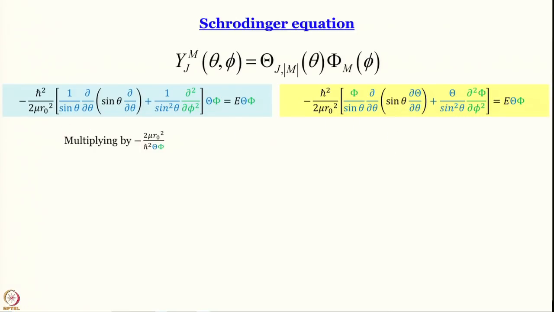Okay? So, in that first term there will be nothing in phi anymore. What about the second term? In the second term we are going to have capital theta, which will go 1 by capital phi sin square theta d 2 capital phi d phi 2. So, sin square theta will be there, but in the next step we will get rid of it. So, this is what we get: 1 by capital theta sin theta del del theta sin theta del del theta. Remember, this del is not even required, d is fine, plus 1 by capital phi sin square theta d 2 capital phi d phi 2 equal to 2 mu r 0 square by h cross e.